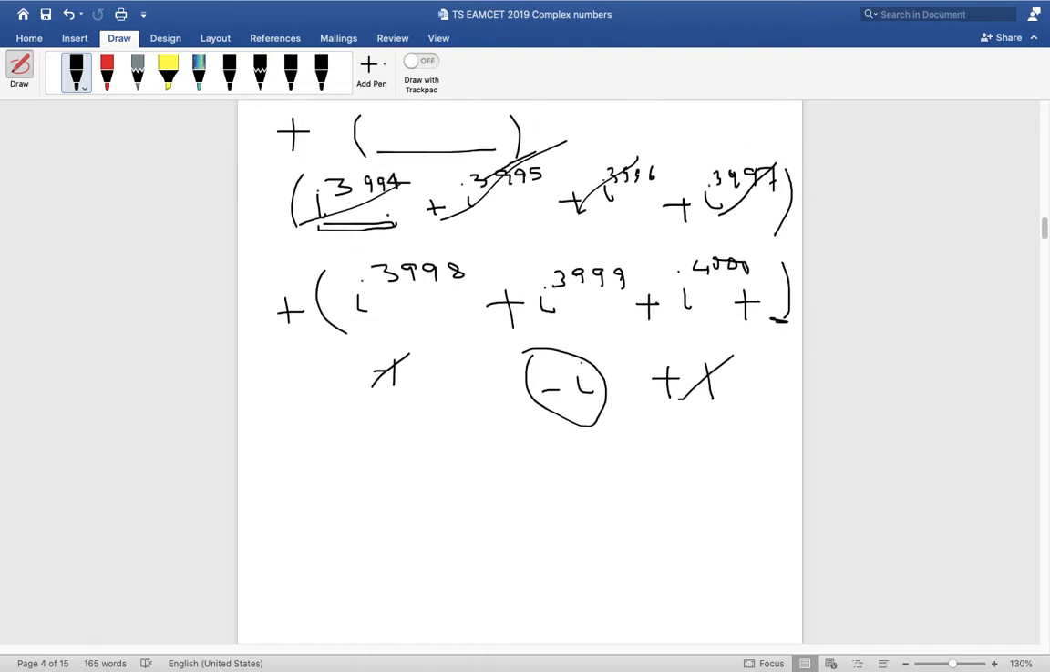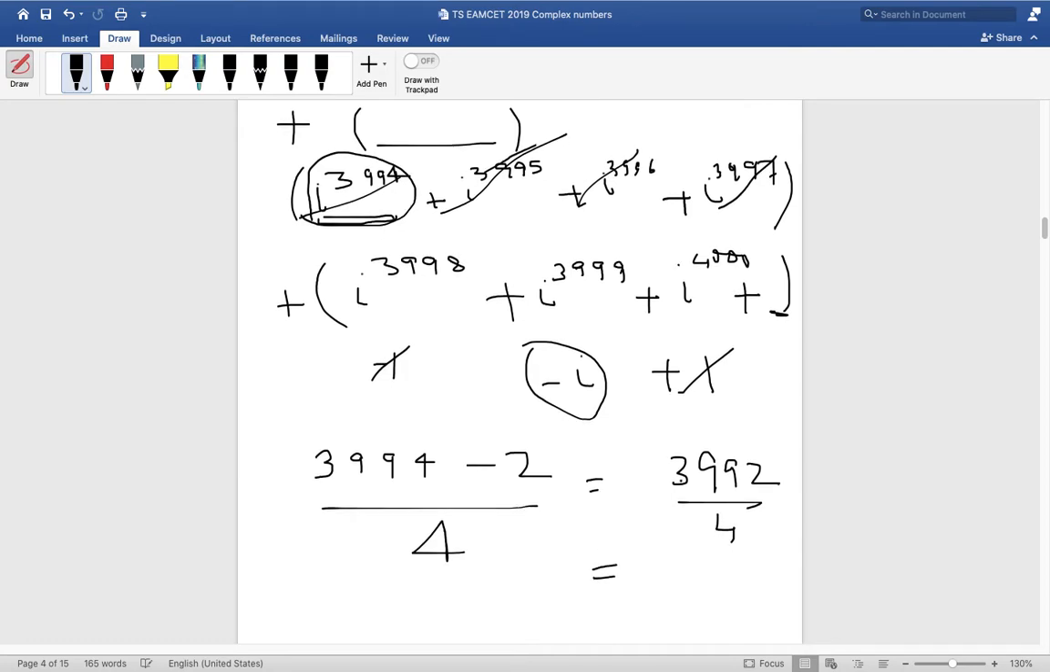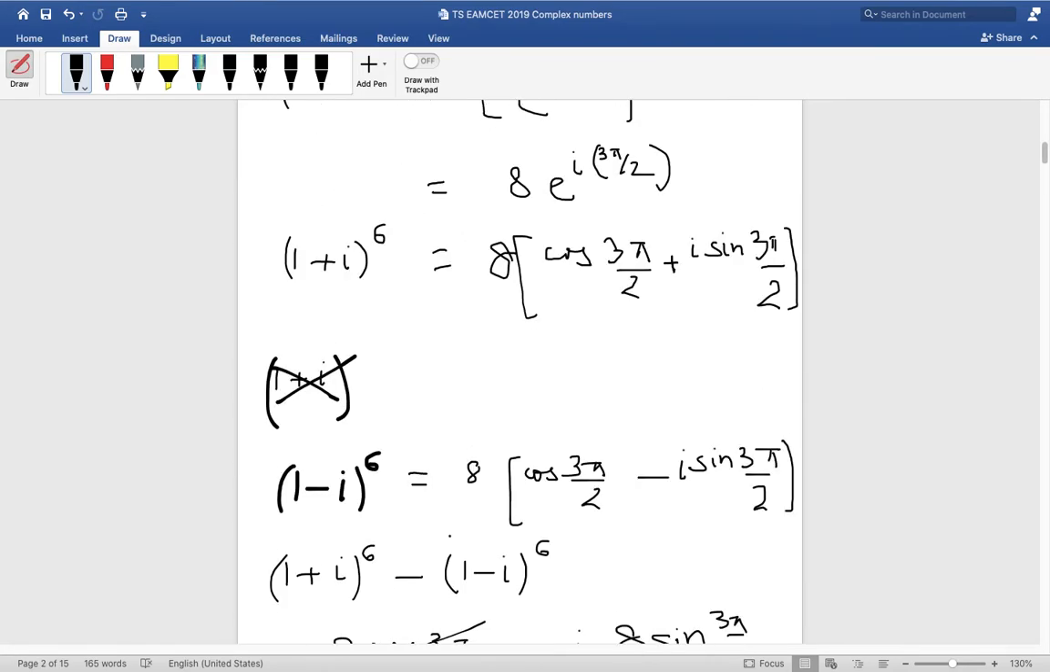You have to subtract 2 from this number, 3994, and then you have to divide it by 4. If it's divisible, then this is your number. If it's not divisible, then you have to explore for other numbers. As far as we know, this will be 3992 by 4, which is 998. So it is divisible, right? So this is problem 2.